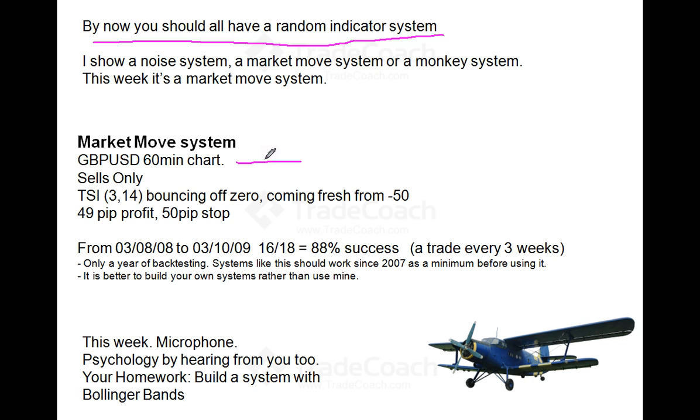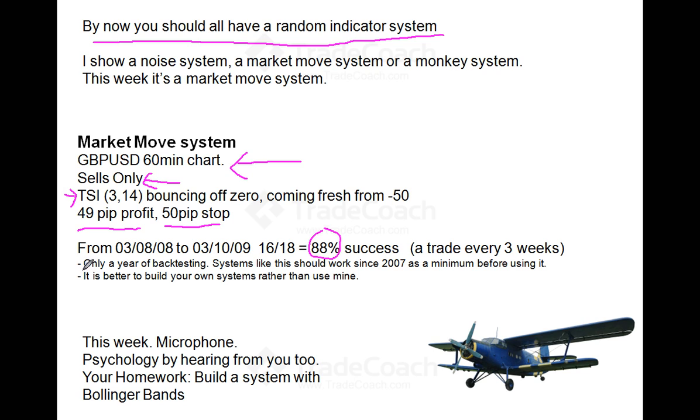It's on GBP USD, sells only, TSI, 3 and 14, bouncing off 0 and coming fresh from -50. I'll show you an example of that, with almost an equal profit and stop, 49 profit, 50 stop. Running at 88% success over the last year, giving you a signal about once every 3 weeks. So I was quite happy with that.